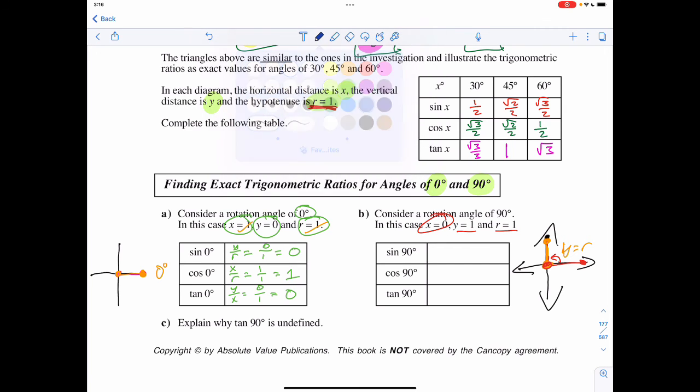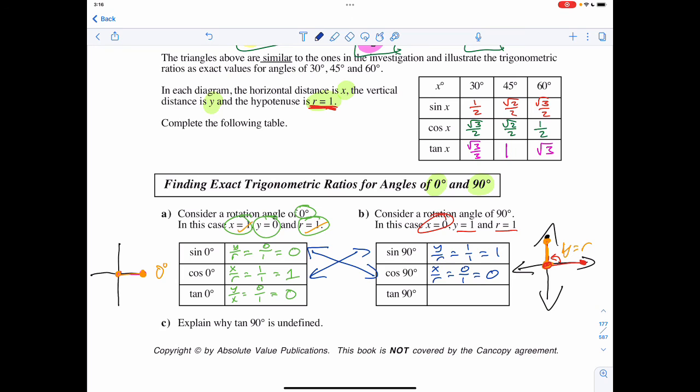What does that mean for my ratios? Well, if sine is y over r, that's going to be 1 over 1, or just 1. If cos is x over r, or 0 over 1, that's just going to be 0. And you can see that they're the exact opposites when it's 0 and 90. If sine is 0, cos is 1. If sine is 1, cos is 0.